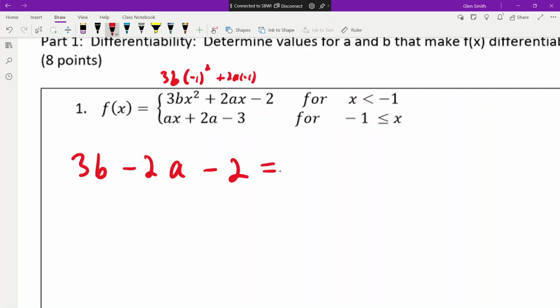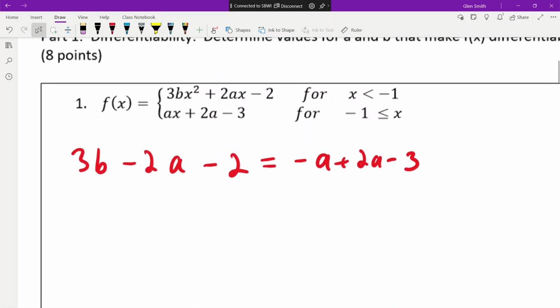Come on, kids. That has to be the same. Look, when you do this, you might want to pay attention, folks. When you do this, we need these to be equal. So you don't just write them both, you set them equal to each other. When I plug -1 into here, I get -a plus 2a minus 3. They're equal. I'm going to clean that up some.